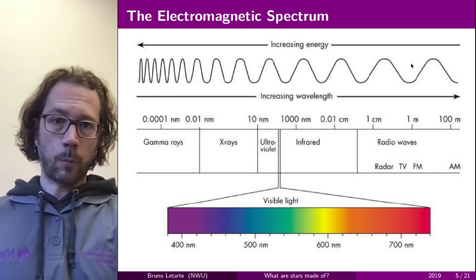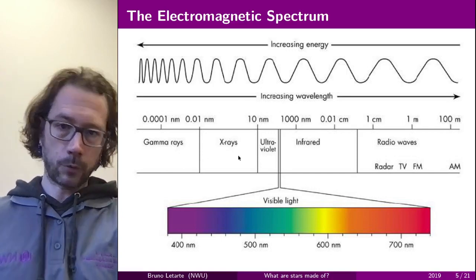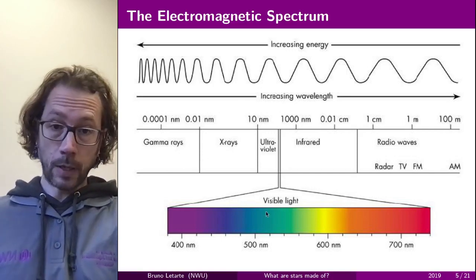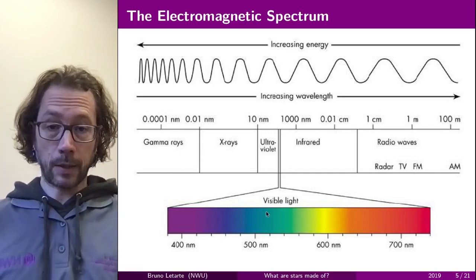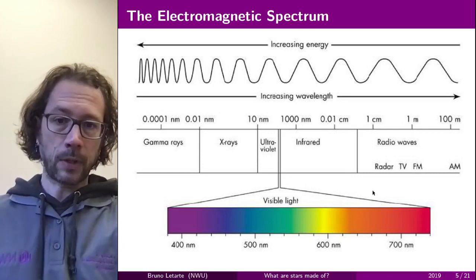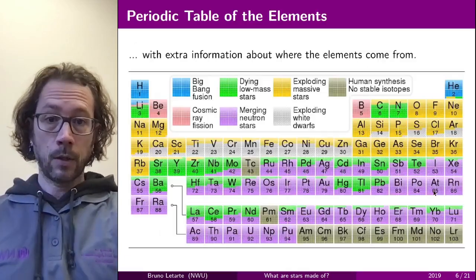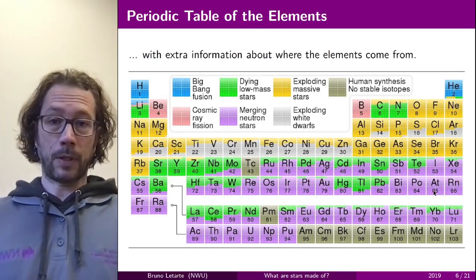So this is the electromagnetic spectrum. It goes from the gamma rays to the radio waves, going through X-rays, ultraviolet, visible light, which is that very tiny, tiny part of light in the middle there, and infrared and so on. So basically, what is special about visible light is that we can see it. So let's move to a different topic now.